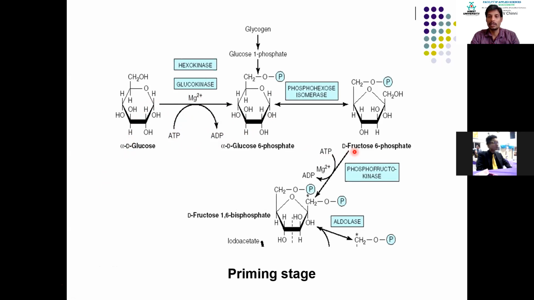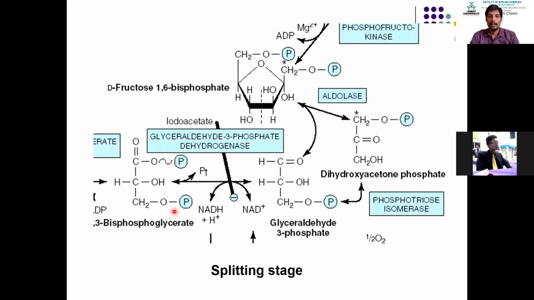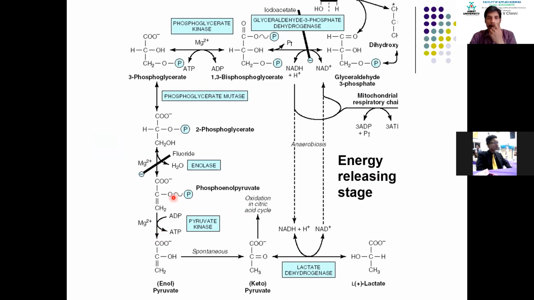And here, fructose 6-phosphate to fructose 1,6-bisphosphate is converting. At the same time, ATP is converting into ADP. And here, glyceraldehyde 3-phosphate to 1,3-bisphosphoglycerate is converting. At the same time, NAD becomes NADH. And 1,3-bisphosphoglycerate to 3-phosphoglycerate, at the same time ADP into ATP.